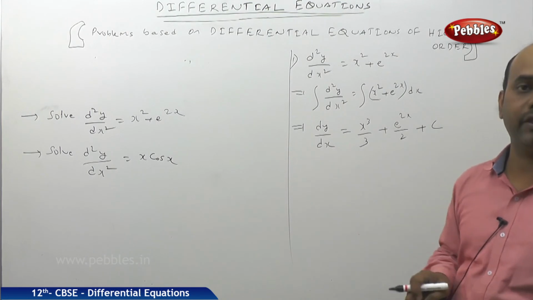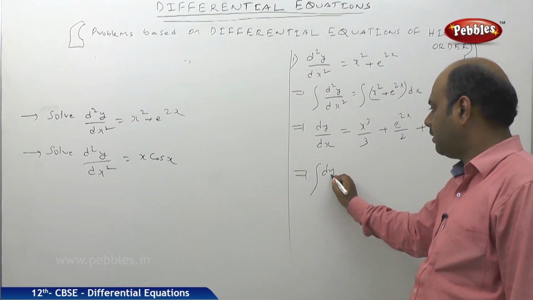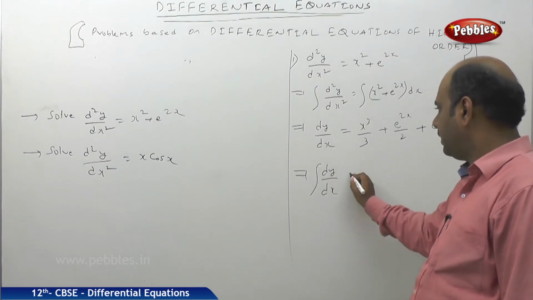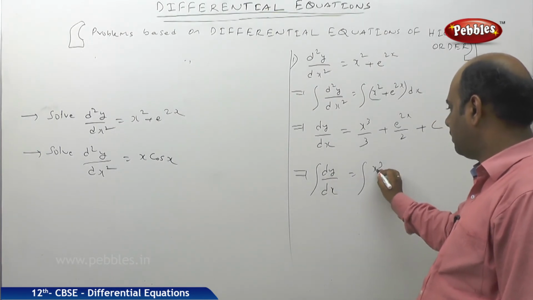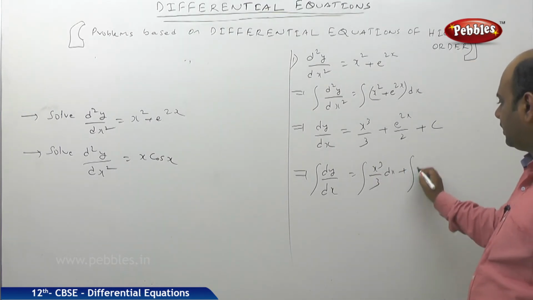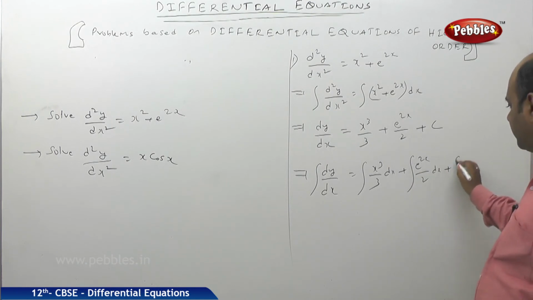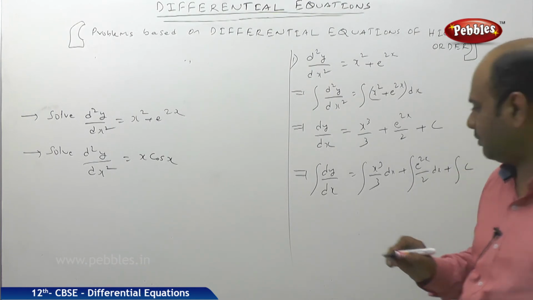So once again, what we need to do? We need to integrate. That means what happens? Integral of dy by dx is equal to integral of x cube by 3 dx plus integral of e power 2x by 2 dx plus integral of the constant also we should do.